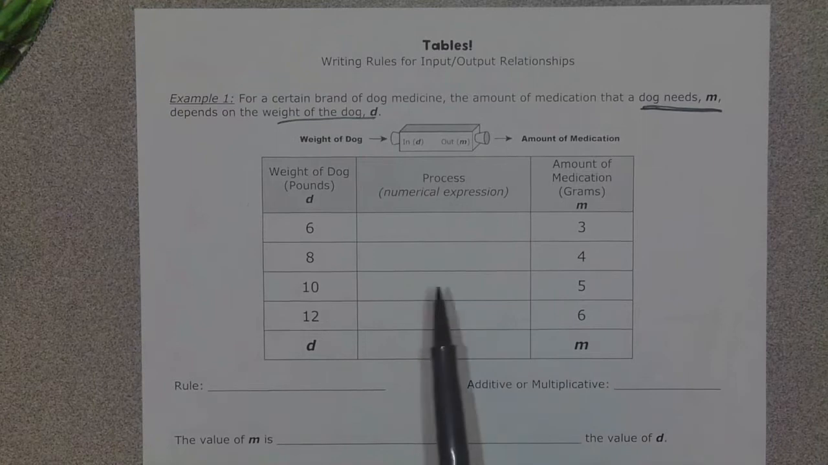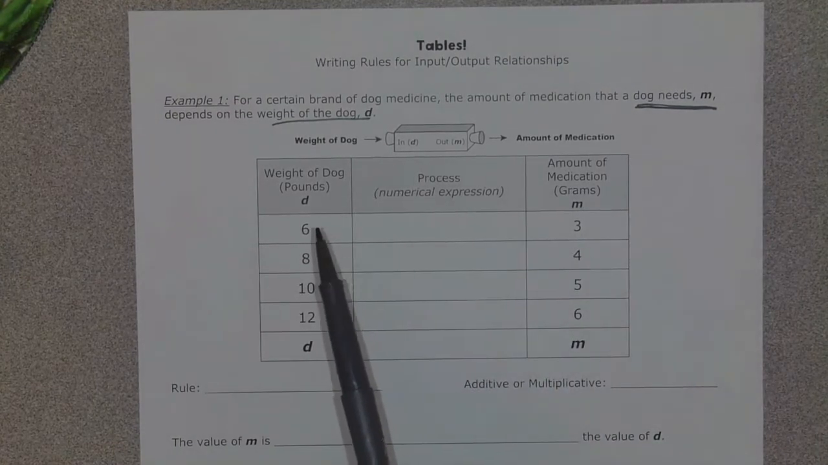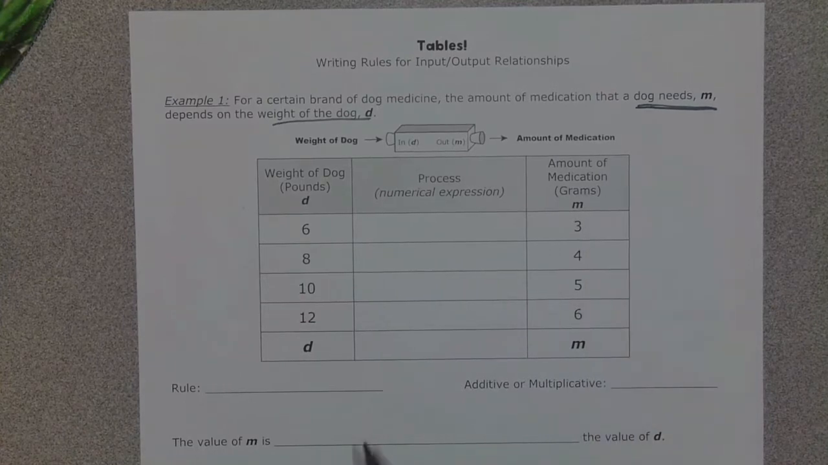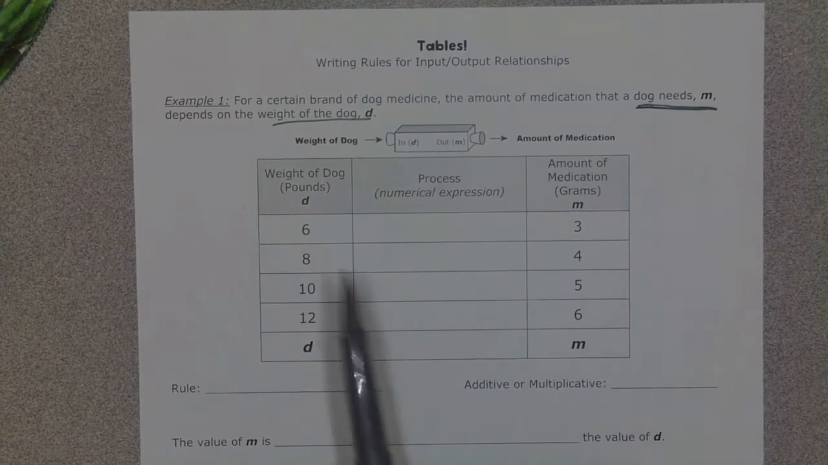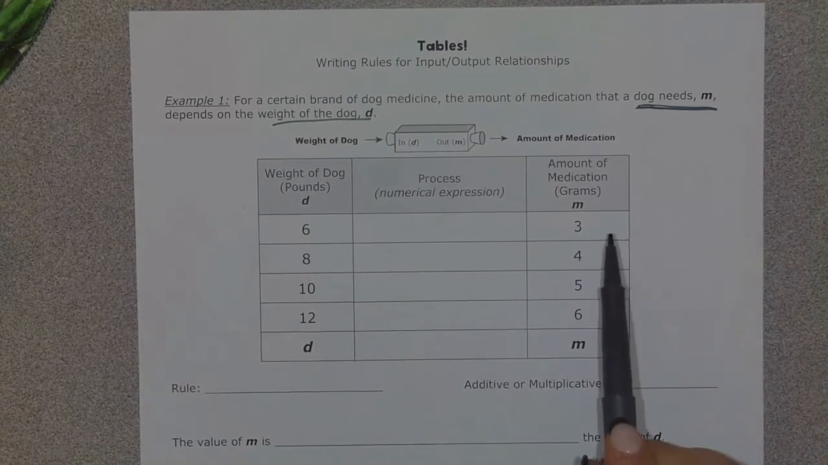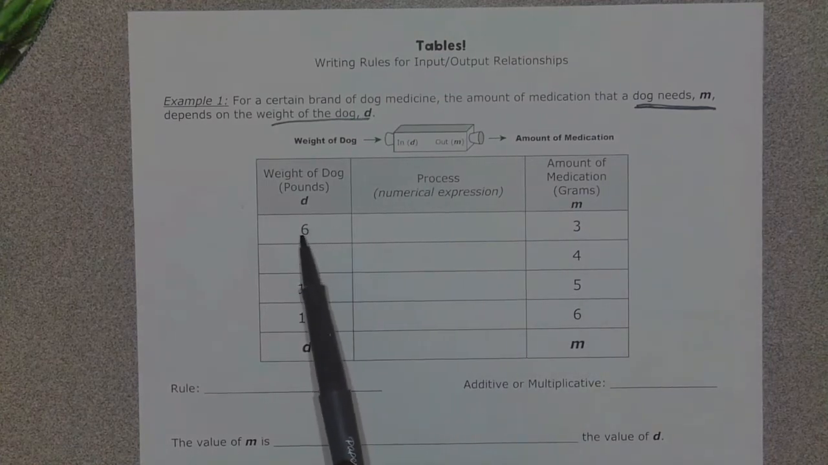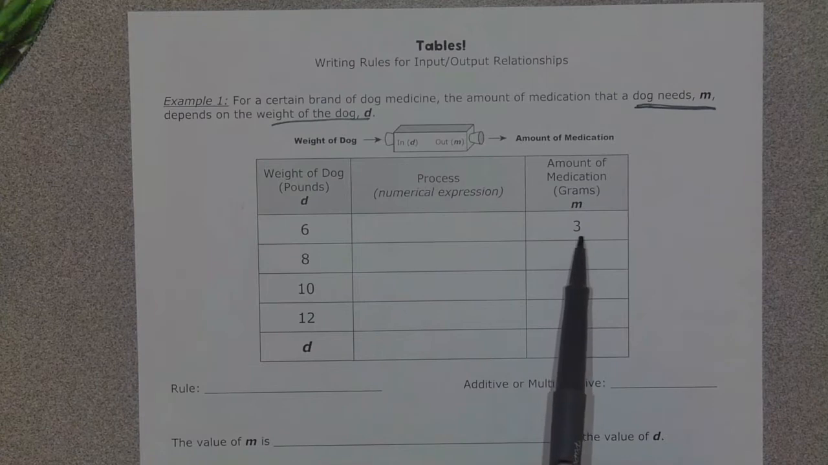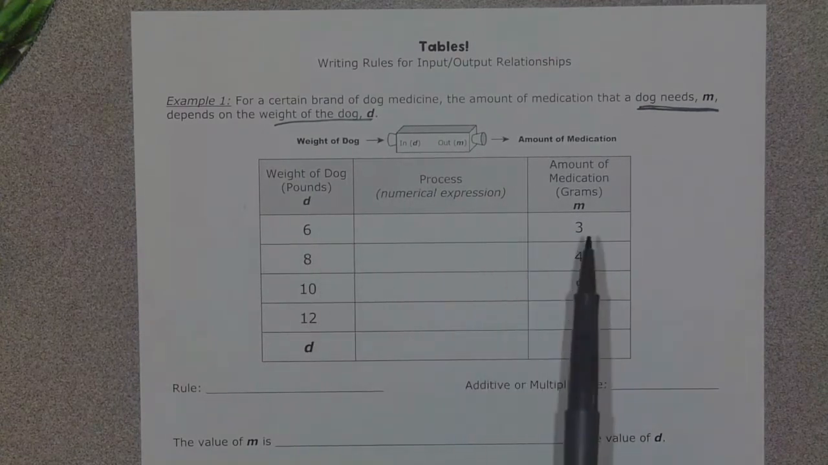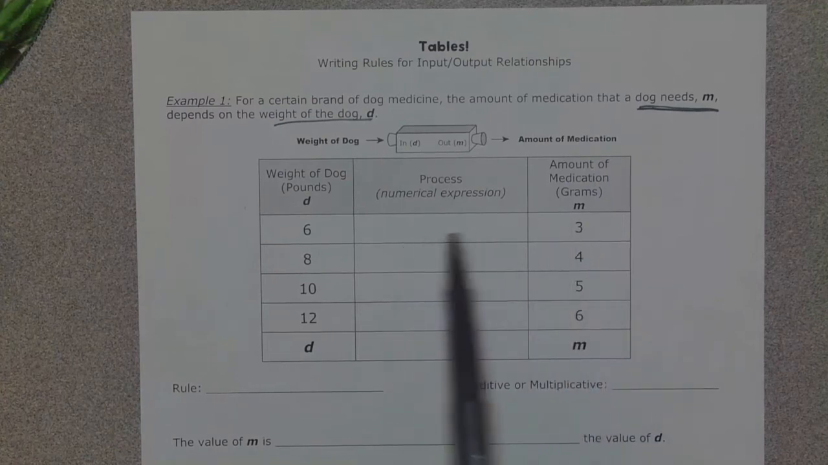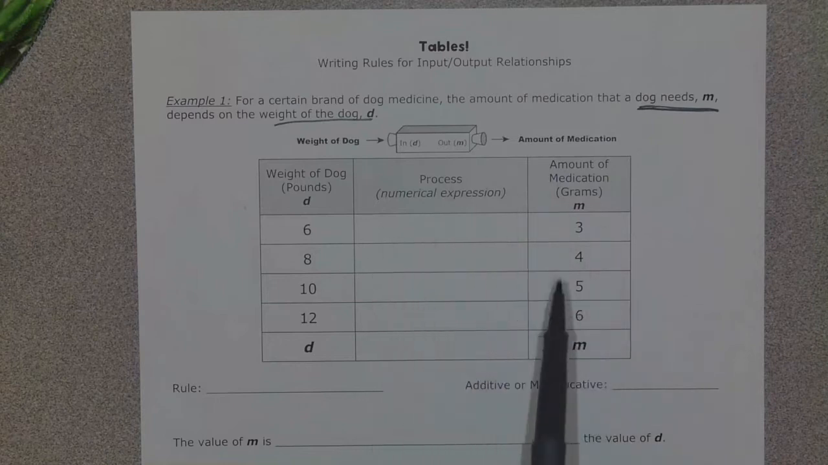But then we have this giant part in the middle, our process column, which is where we're going to write how we're going from each input to each output. So when I look at my input of 6, my output of 3, there are two things that I think of in my brain. I can do 6 minus 3, and that will give me 3. Or I can do 6 divided by 2, and that will give me 3. So both of those processes work, but I have to figure out which one works for the entire table.